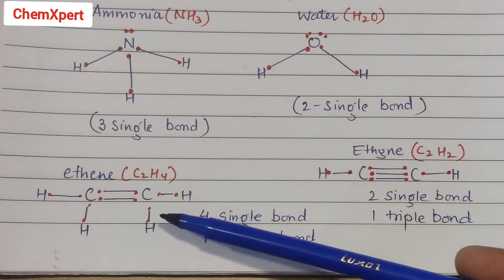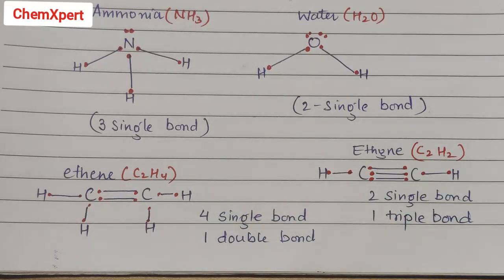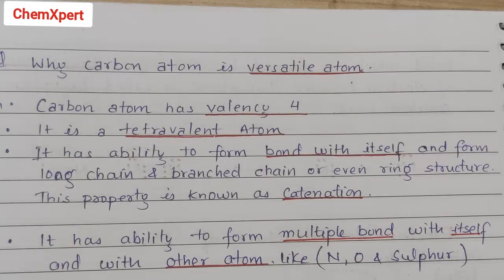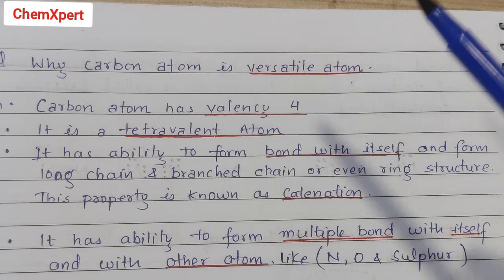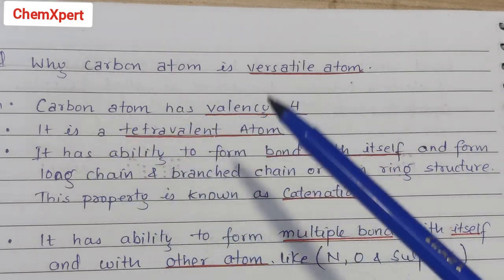Here 1 double bond, and these are 4 single bonds. CH. Now next important 2 mark question: why is carbon atom a versatile atom? Versatile because it forms millions of compounds. So the reason behind this is that carbon has a valency of 4.